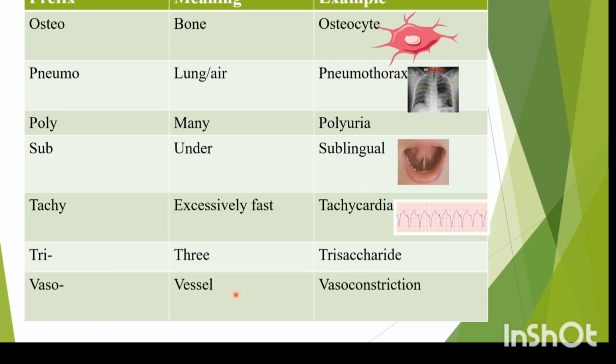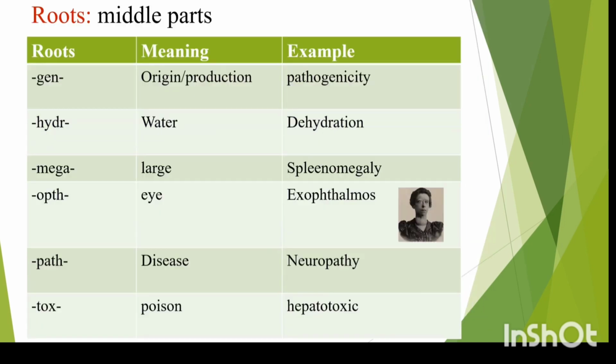Next one is vaso. Vaso means vessel. Example, vasoconstriction. That means the constriction of any vessel is called vasoconstriction. Now roots. Roots means the middle parts. So the middle parts of anatomical terms are called roots. First one is gen. Gen means origin or production. Example, pathogenicity. That means the ability of an organism to produce any disease is called pathogenicity.